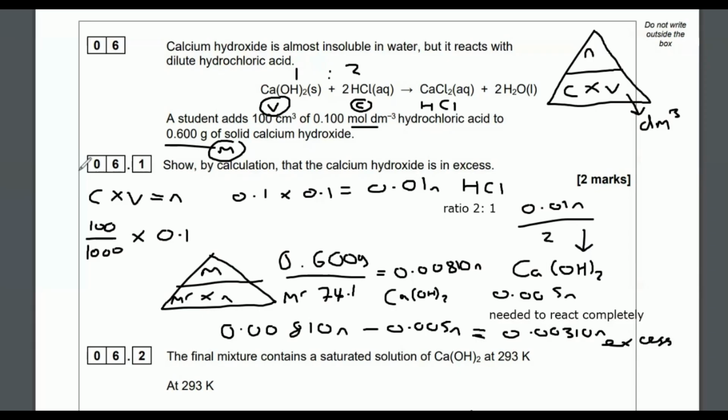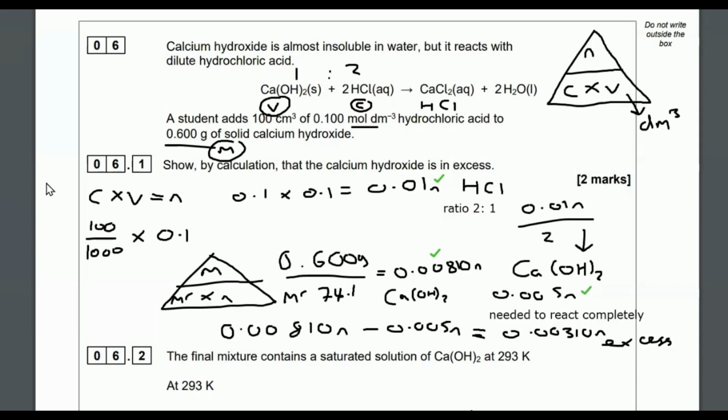So yeah, boom. Okay, what would you pick the marks up for here? Well, you're going to pick up the marks for working out the moles of hydrochloric acid. You'll pick a mark for doing 0.01 over 2, the ratio. Yeah, you'll pick a mark for saying, look, that's how much calcium hydroxide I need, and this is how much calcium hydroxide we actually have. You don't need to do the minus calculation to show by how much the calcium hydroxide is in excess. That's 0.00310, or 3.1 times 10 to the minus 3 extra moles of calcium hydroxide.